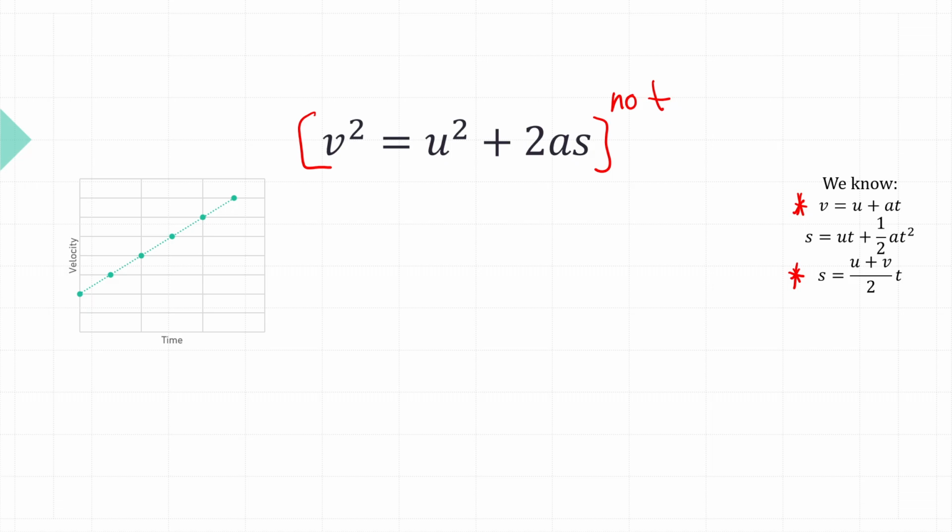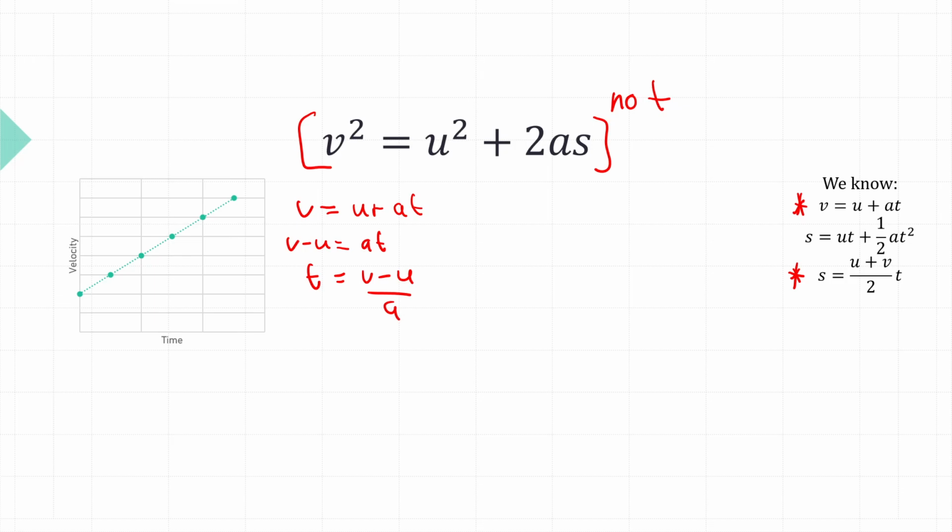So a little bit hard to explain, especially if you've never seen it before. So I'm going to run through the process. I'm going to start with v is equal to u plus at. And what I'm going to do is rearrange for t. So to do that, I'm going to first move u over. So v minus u is equal to at. I'm then going to get t as the subject. So t is equal to v minus u on a.